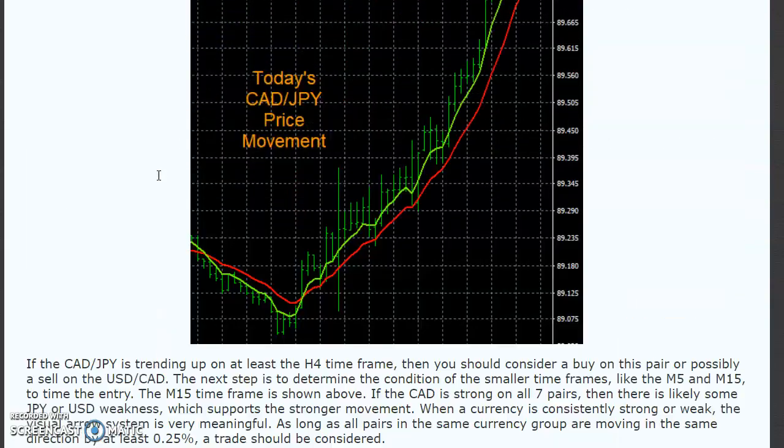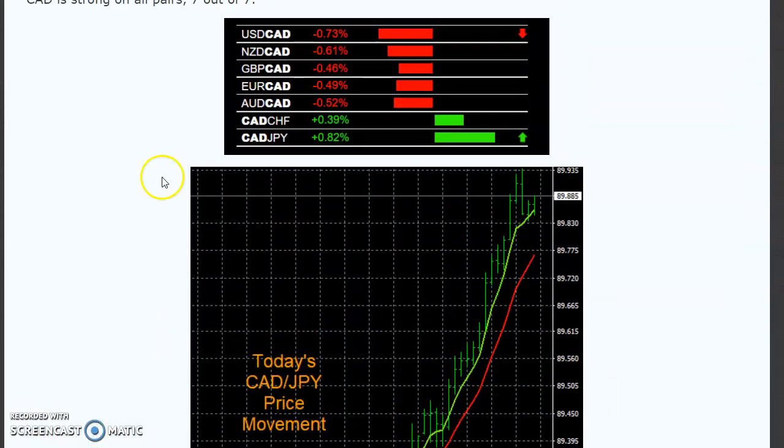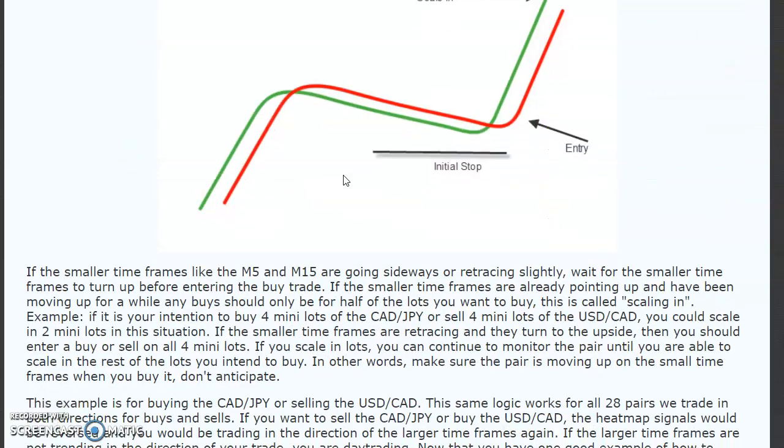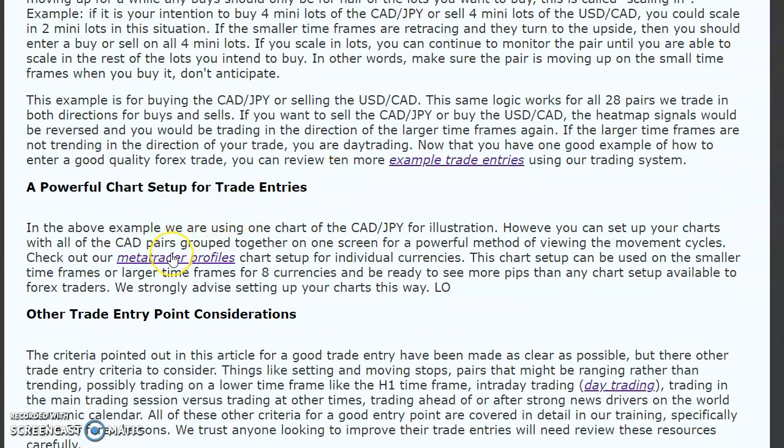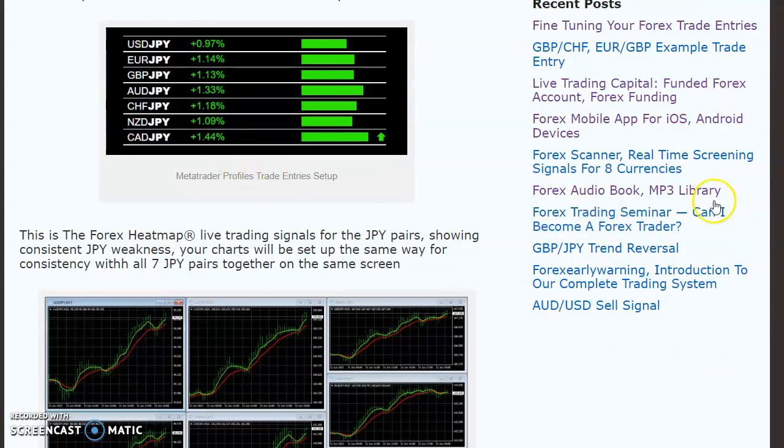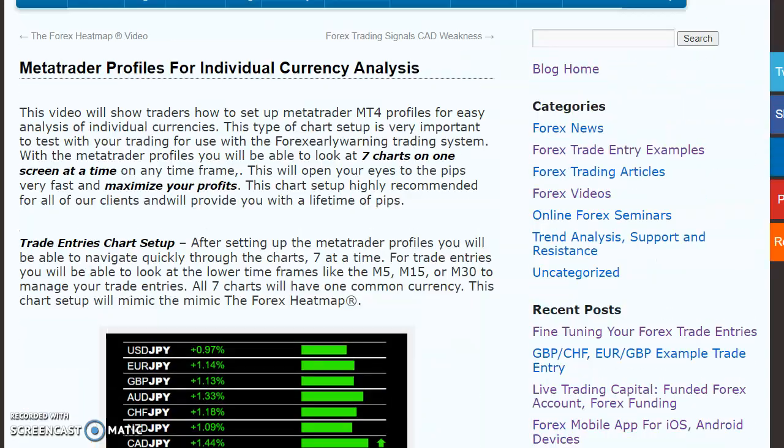Now, when you're looking at this chart setup, you're looking at one pair. But what if you could see all 7 Canadian dollar pairs on one screen? Well, that's this chart setup here, and we suggest you use this. This is the MetaTrader profile. So we're going to look at this. I'm going to click on this link, and here's an example for the yen pairs.